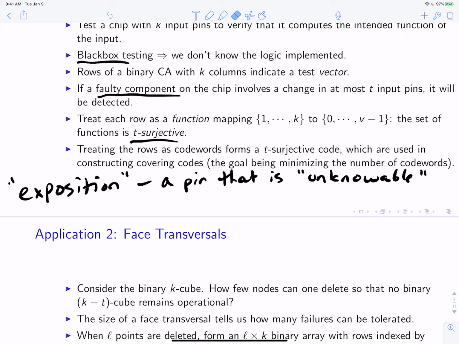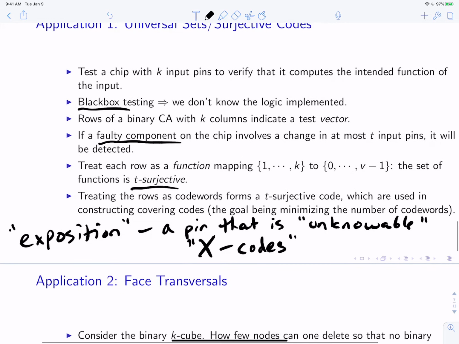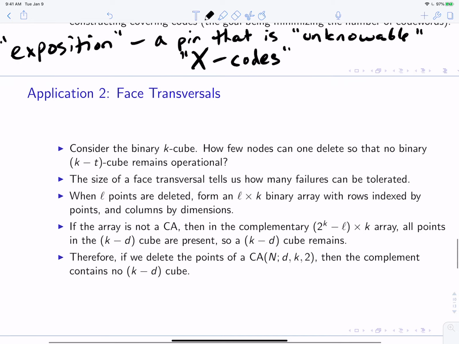So if you are interested in that sort of thing, you may want to, for your project, look up something called X codes. So the X here means that there's something on the chip that we don't know the value of. So 0 means that it's off, 1 means it's on, X means I don't know what the value is here. Okay. So if you're interested in that sort of thing, look up X codes.